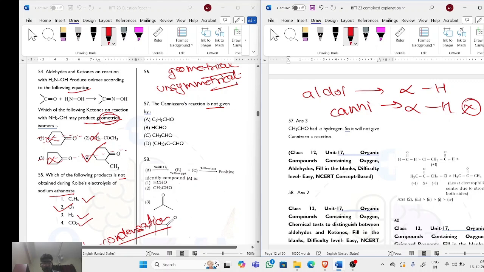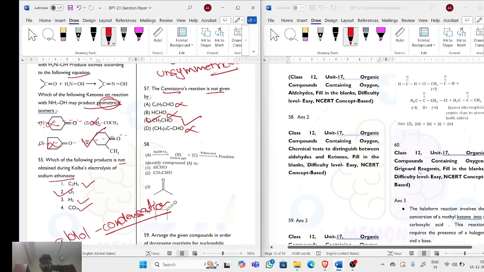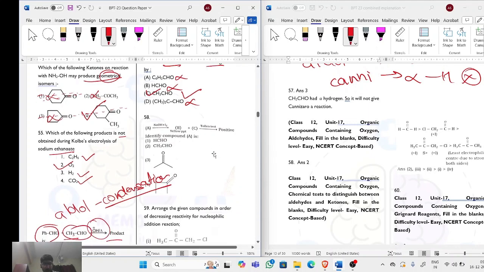Clearly option number B doesn't have alpha H. Then option number A also doesn't have alpha H. Option number D also doesn't have alpha H. But option number C will have alpha H. So this can't give the Cannizzaro reaction. This can give the aldol condensation reaction. So the correct answer will be option number C. Correct answer, option number C. Now comes question number 58.